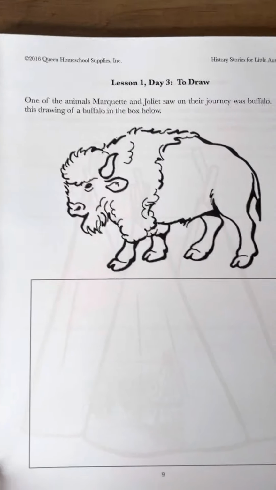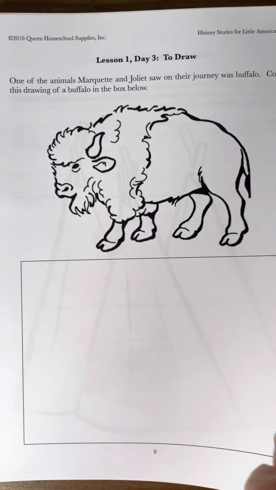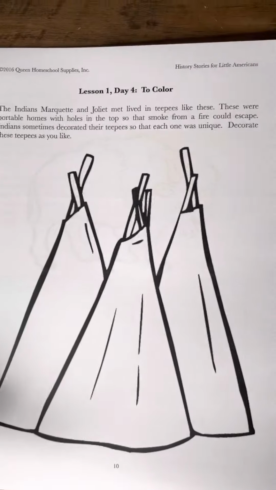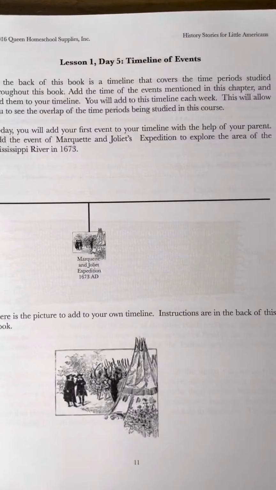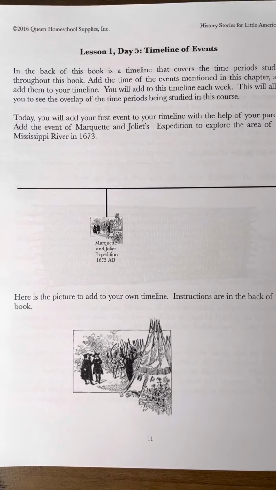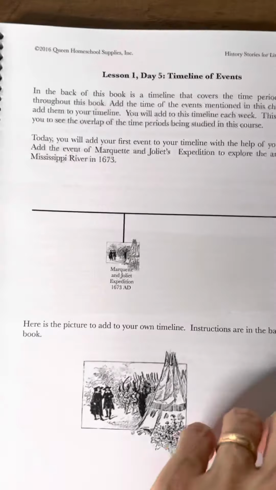The next day is spent with the child drawing something that was brought out in the story for that week. The following day is something for them to color that was in the story for that week. And then on Friday, we have a timeline that they are going to add to. In the very back of all of the Discovering History books, you will find the instructions. I'll get to that when we get to that part on how to put together the timeline.